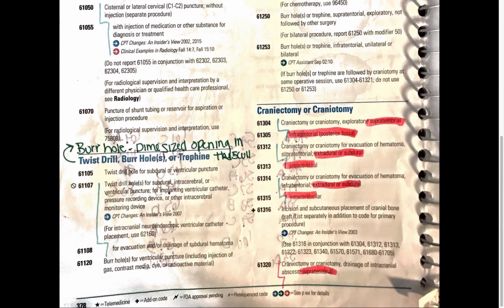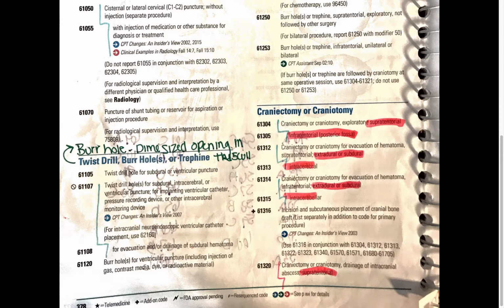The first thing we're going to look at is the section twist drill, burr holes, and trephine. Put a note here that a burr hole is a dime-sized opening in the skull. They do this to get access to the brain. 61105 is twist drill hole for subdural or ventricular puncture.